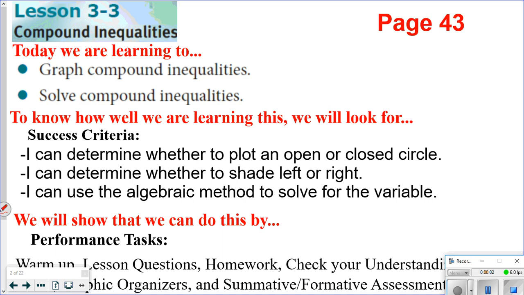Open your book to page 43, we are starting lesson 3.3 called Compound Inequalities. So we're still dealing with inequalities, it's just a little bit more complex or complicated this time. So first we're going to start by graphing compound inequalities, and then later on we'll get into solving them.